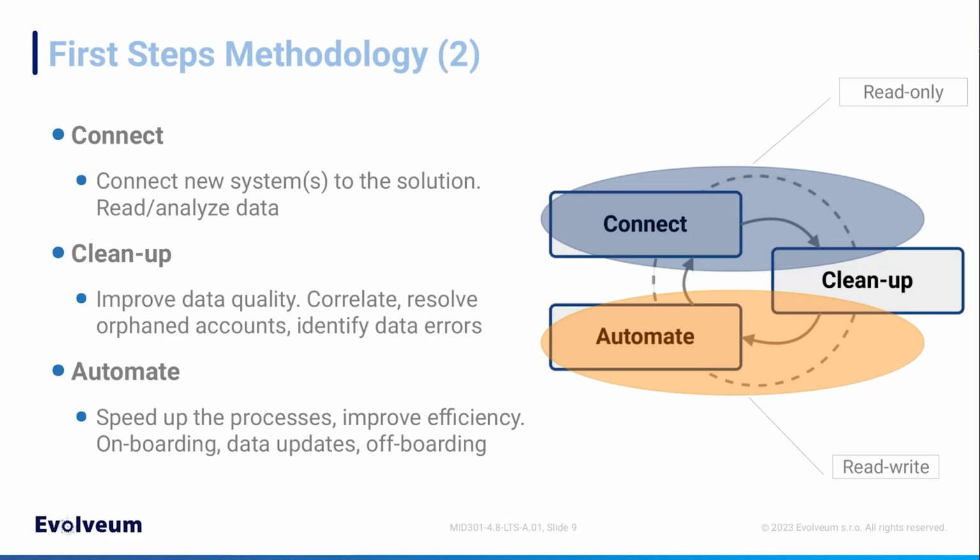And finally, the automate step. In the automate step, we are going to speed up the processes, especially what was done manually. We would like to do it automatically. We want to improve the efficiency of the solution. And we will cover onboarding, data updates, and offboarding, so joiners, movers, and leavers. The first phase is basically read-only, the connect, and in the automate, we are basically writing the data to the system if it is a target system.